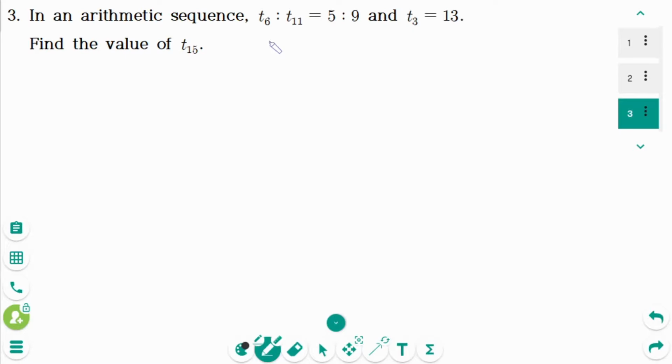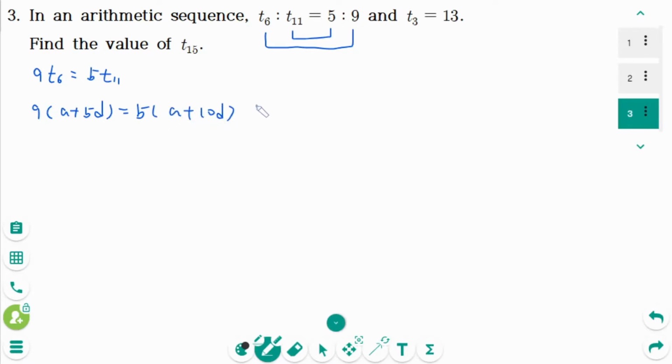Number 3, the product of outside equals the product of inside. So 9 times term 6 equals 5 times term 11. Then 9 times A plus 5D equals 5 times A plus 10D. If you don't understand, you can use this way: term 6 over term 11 equals 5 over 9. Then you can cross multiply. You will see this one.